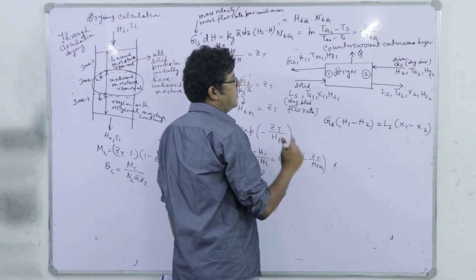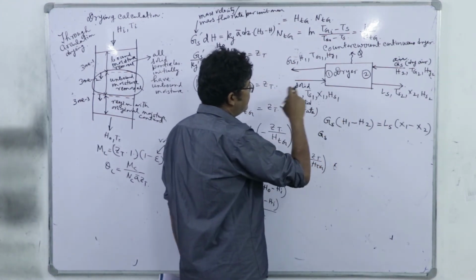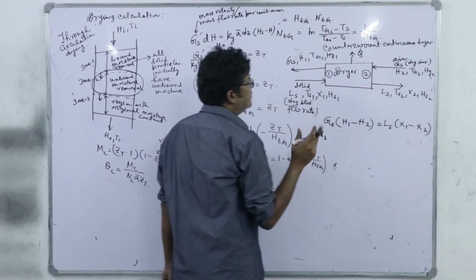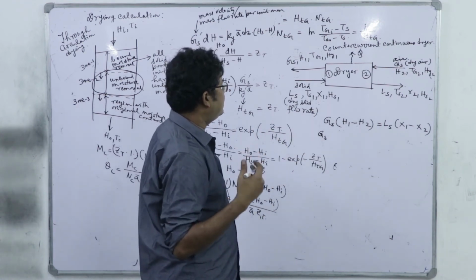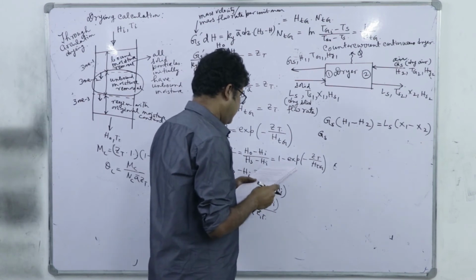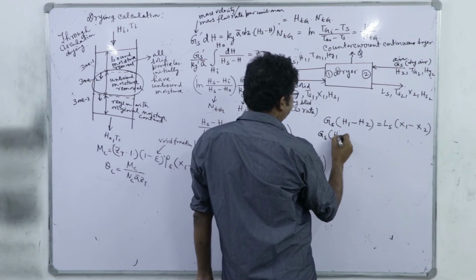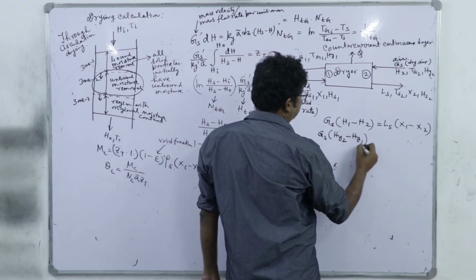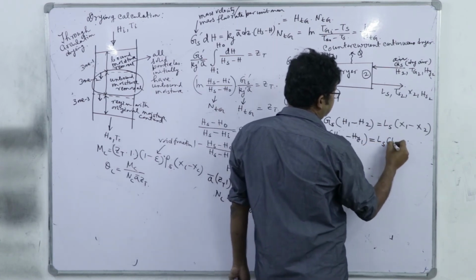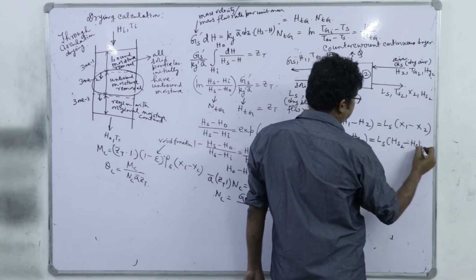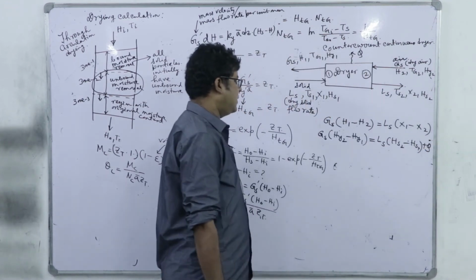Now regarding the energy balance, what is the change of enthalpy of the gas? It will lose enthalpy whereas the solid will gain it, right. So GS into Hy2 minus Hy1 is equal to LS into HS2 minus HS1 plus Q dot. So that's the energy balance.